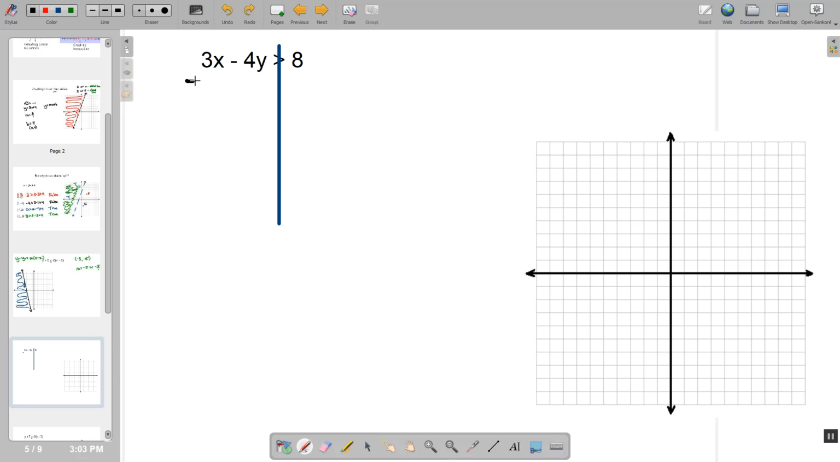So from here, I'm going to subtract 3x because I want to get my x's by themselves. I have negative 4y left on the left side is greater than.